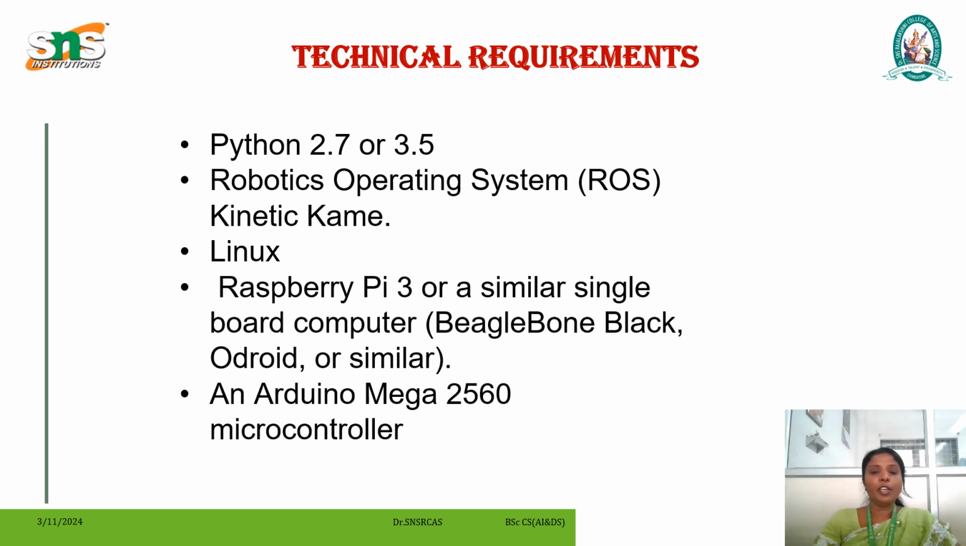Next is the Robot Operating System, that is ROS, on a computer running Linux for development, or a virtual machine running Linux under Windows. Next is a Raspberry Pi 3 or a similar single board computer like BeagleBone Black, Odroid and similar. Ubuntu 16.04 is used for the examples and illustrations. We are not using the GPIO or special interfaces on the Pi 3. An Arduino Mega 2560 microcontroller is also used to develop the robot.